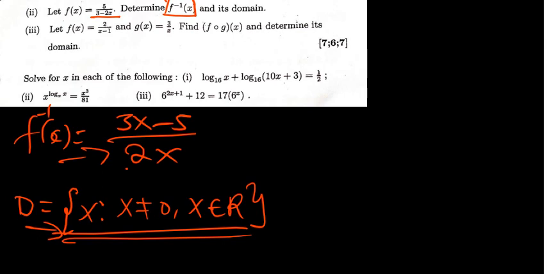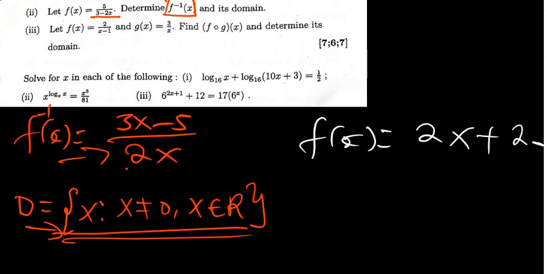Do you know what it means when we say domain and range? Whenever we're talking about the domain, we're talking about the values of x. When we talk about the range, we're talking about the values of y. For example, let me give you a simple function: f of x is equal to 2x plus 2. If I ask you what is the domain, what would be your answer?